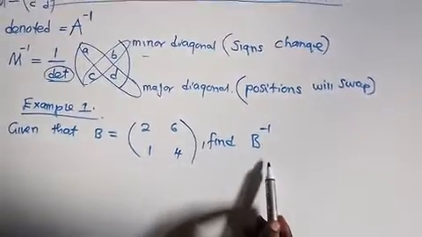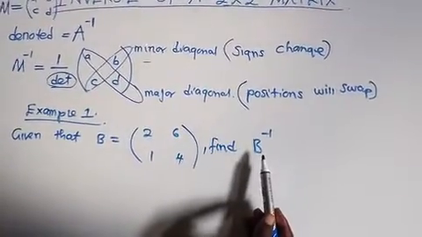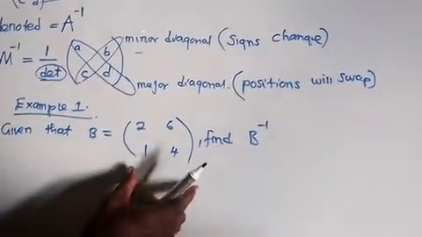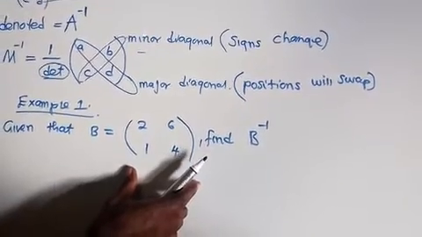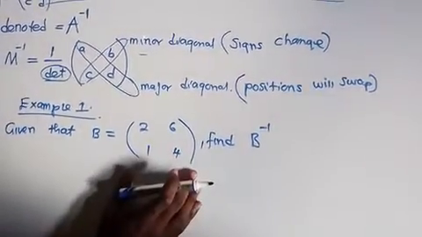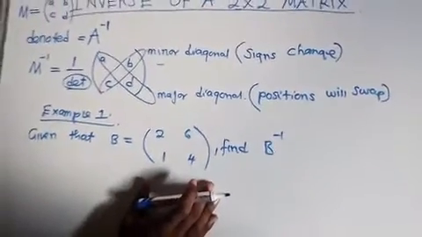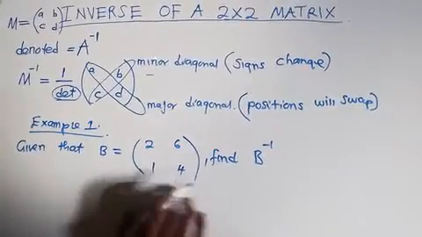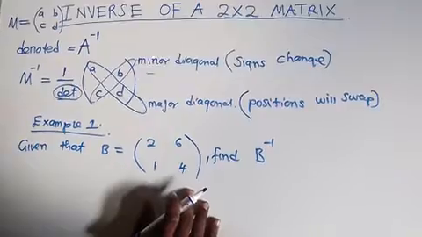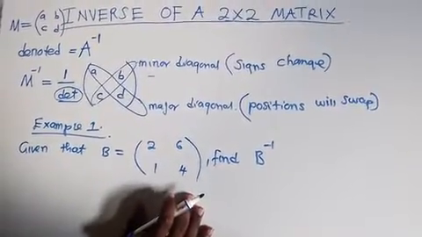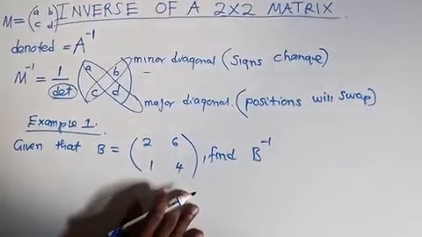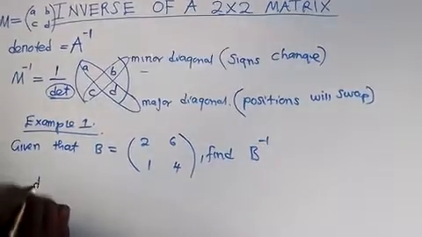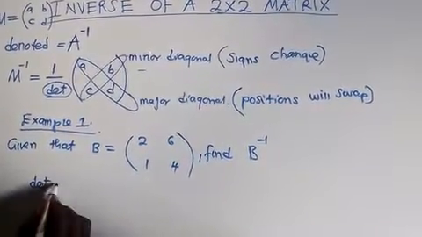The inverse of B. So what are you going to do when you want to find the inverse of B? The first thing that you are going to do is to find the determinant of this matrix. So let's find the determinant of this. Whenever you want to find the determinant, you need to know the major diagonal and the minor diagonal, and I've told you what the major diagonal and the minor diagonal are. So we want to find the determinant of B.